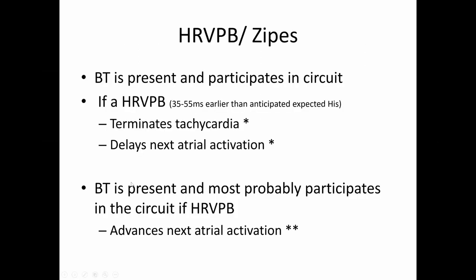So as we said, if the His refractory PVC terminates the tachycardia or delays the next atrial activation, a bypass tract is present and participates in the circuit. If it advances the next atrial activation, a bypass tract is present and it probably participates in the circuit, but you also want to prove that it advances the next ventricular activation also.